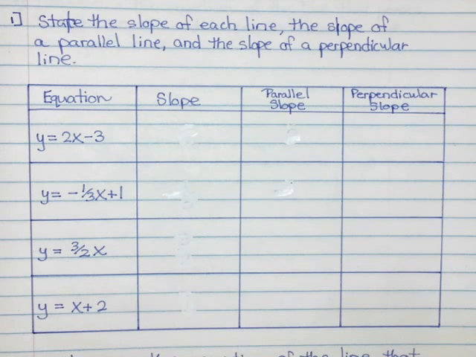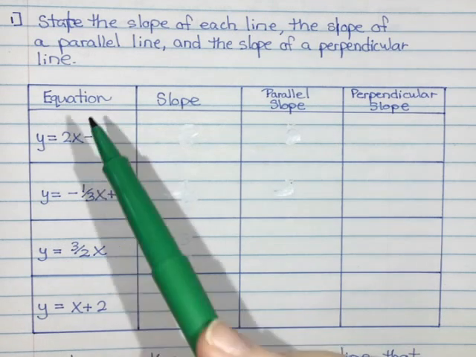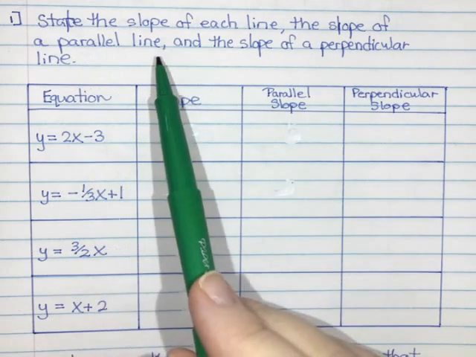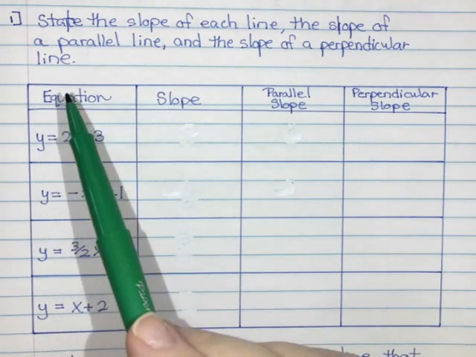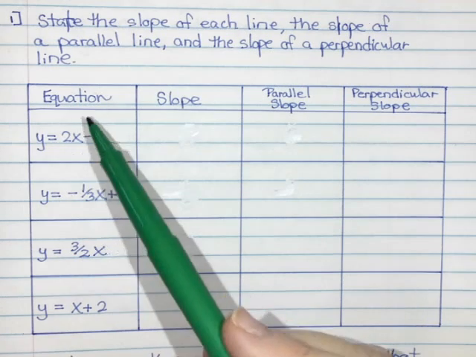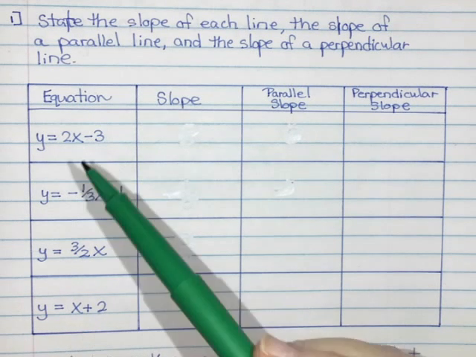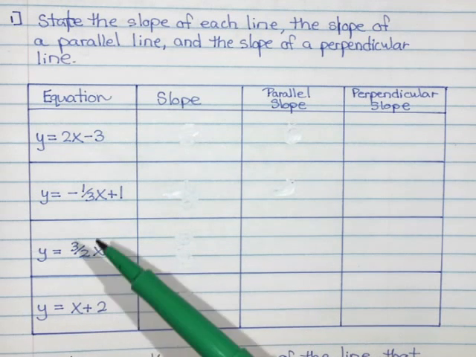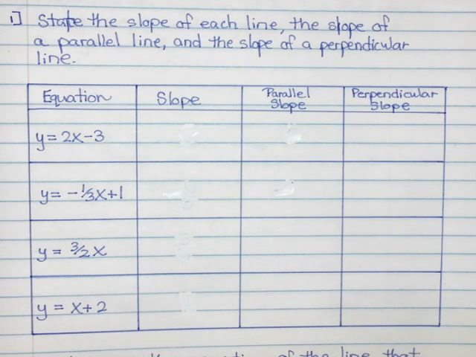This is part 3 of our video on parallel and perpendicular lines. So our question here says, state the slope of each line, the slope of a parallel line, and the slope of a perpendicular line. So for each of these equations, we want to identify what their slope is, what their slope would be if it was parallel, and then what their slope would be if it was perpendicular.